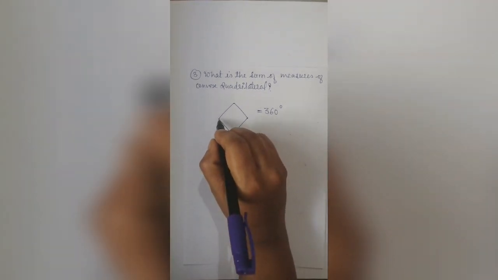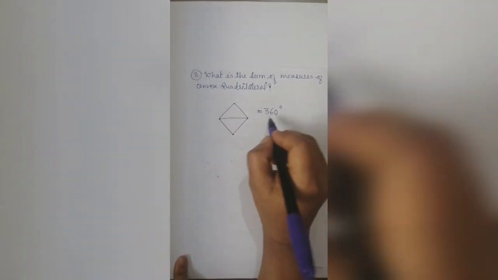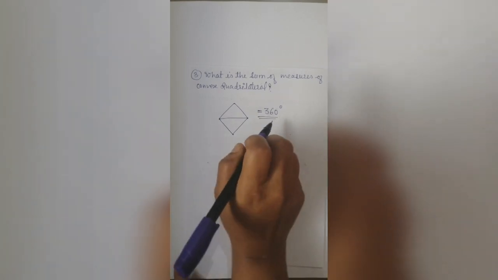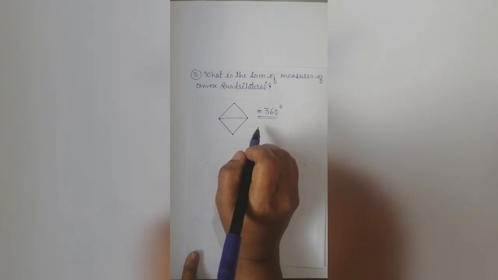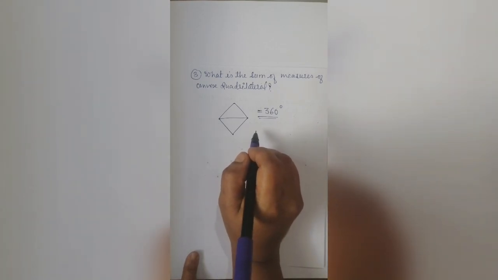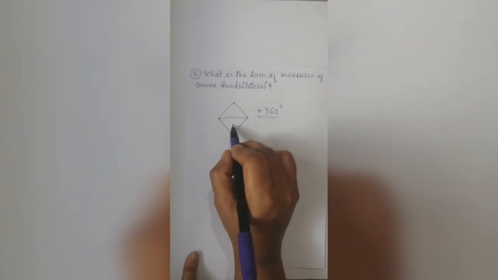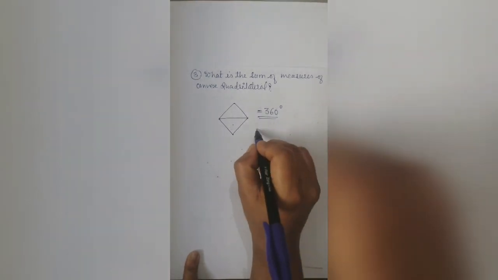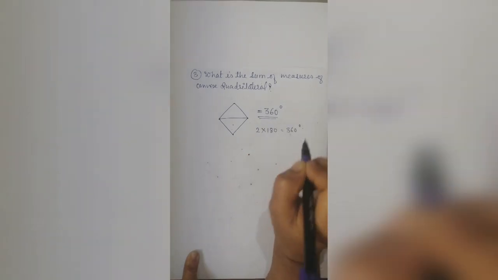Why? Because any quadrilateral can be divided into 2 triangles, and that's why the sum is 360. By using the formula also, you can find out the sum of the measure of the angles, which we have already done. That is 2, the number of triangles, multiplied by 180. Here 2 triangles are there, so 2 multiplied by 180 is equal to 360 degrees.